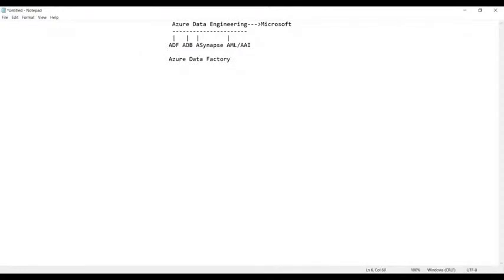Azure Data Factory is a service provided by Microsoft to perform the job of ETL or else ELT.